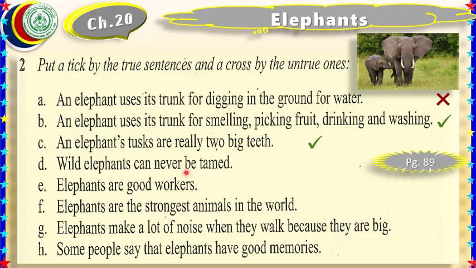Wild elephants can never be tamed. No, they can be tamed. When they are tamed, they work for us. Elephants are good workers. Yes, they are good workers. Elephants are the strongest animal in the world. Yes, they are strongest. Elephants make a lot of noise. No. They don't make a lot of noise when they walk. Some people say elephants have good memories. Yes, elephants have good memories.